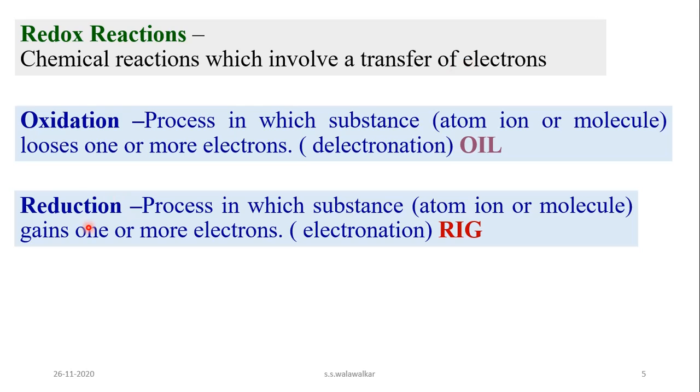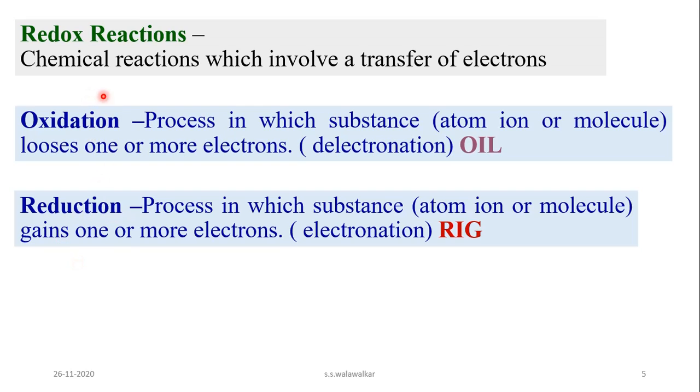And oxidizing agent means a substance which causes the oxidation process, and reducing agent means a substance which causes the reduction process. That is called what? Reducing agent. And a reducing agent is a substance which itself loses electrons. It itself undergoes oxidation. It loses electrons and forces another substance to accept those electrons. That is called a reducing agent.